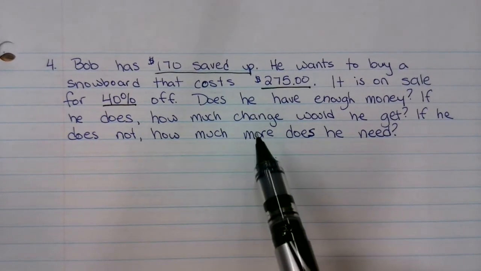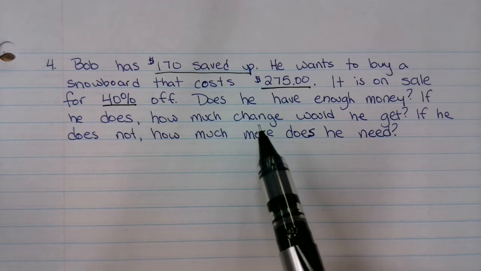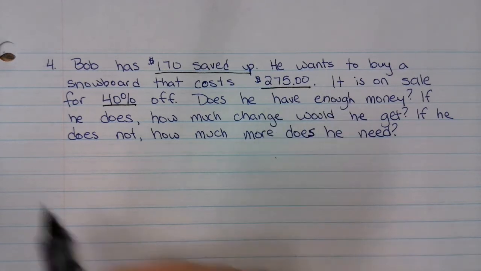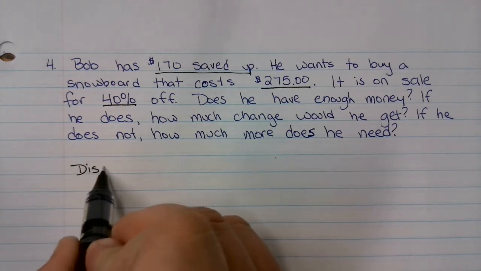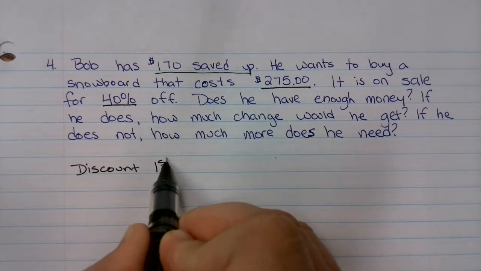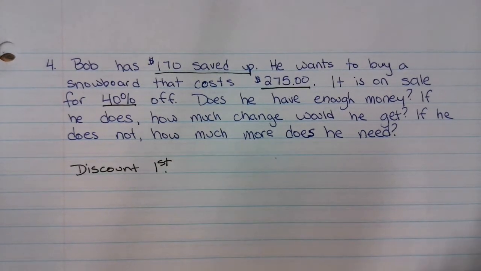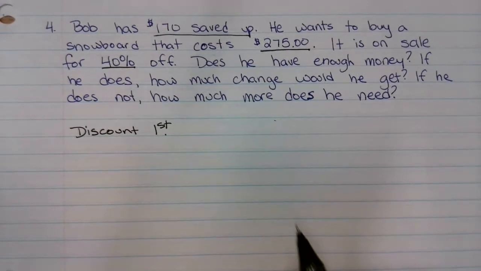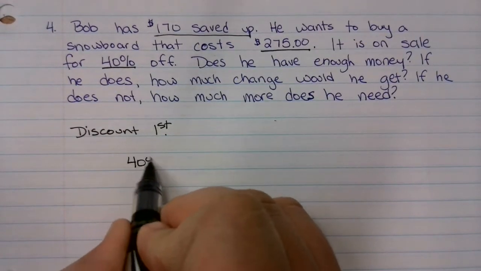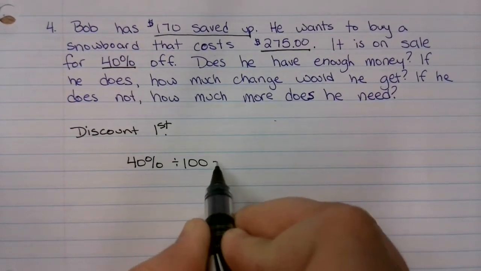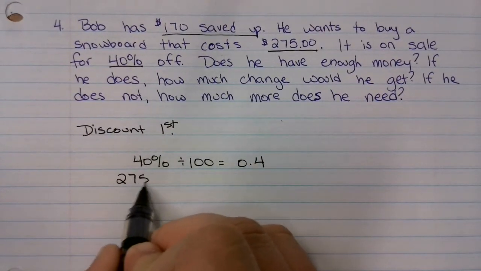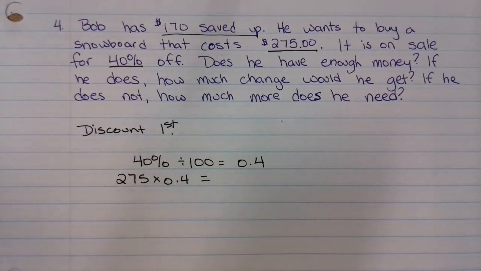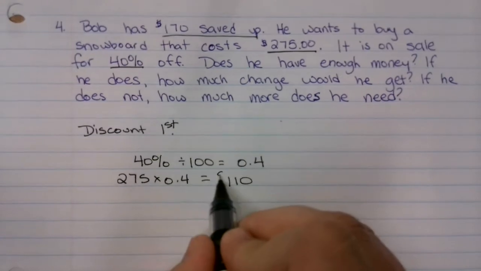So in order to answer these three questions, we first need to figure out what the price of the snowboard will be. When you have a problem that has discount and tax, you always calculate the discount first. You want to calculate what the savings are before you add on the tax. So 40% becomes a decimal. I multiply that by the original price of the snowboard to find out that we are saving $110.